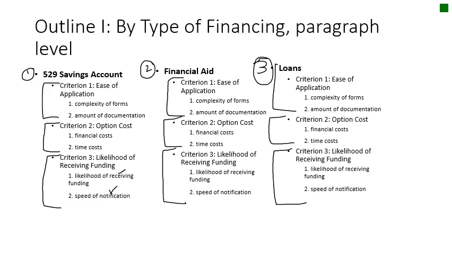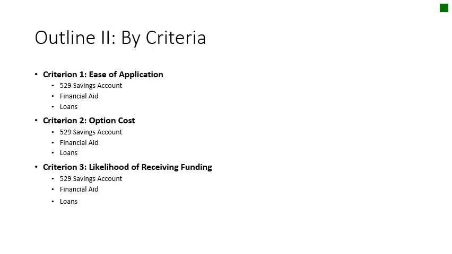Okay, let's move on. The second way I could outline, instead of by my solutions, I can organize it by my comparison criteria. So I can organize it by criterion 1, look at all 3 of my funding options, criterion 2, all my funding options, criterion 3, all of my funding options. So again, I have a paragraph breakdown. This is just kind of my general roadmap.